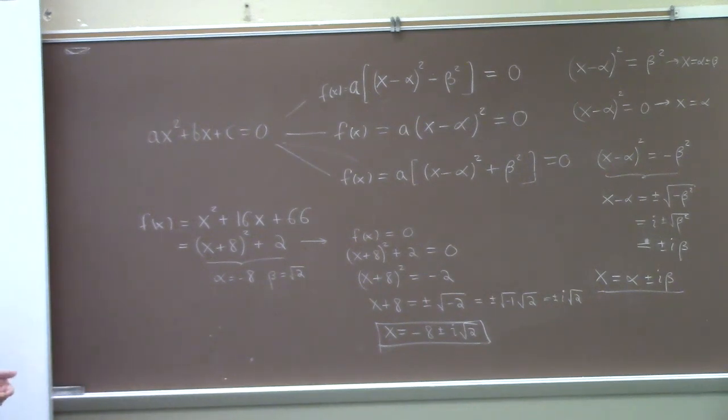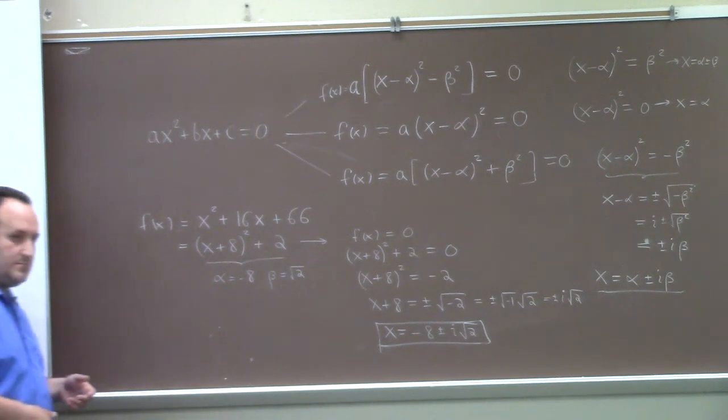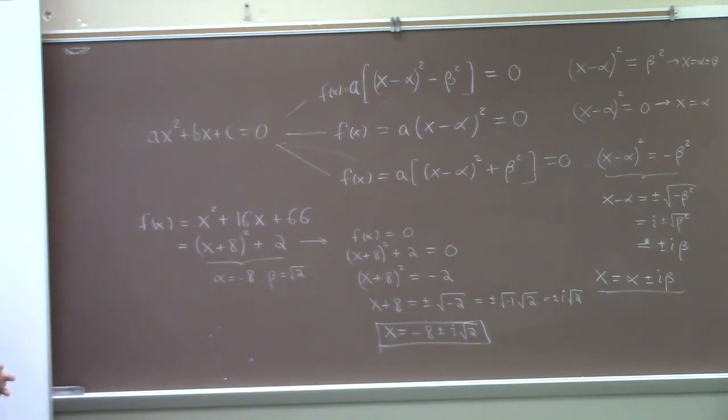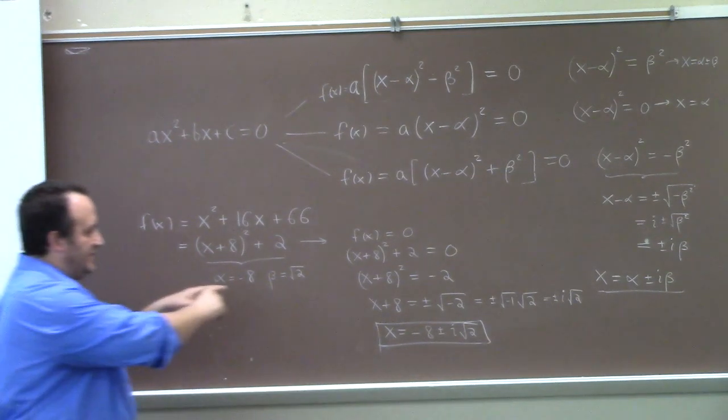I'll shut up. Does that help? Should I do another one? So when you got x plus 8 squared equals minus 2, where did the square root of minus 2 come from? I took the square root of both sides.